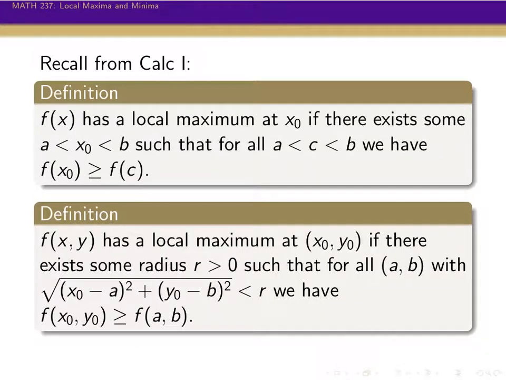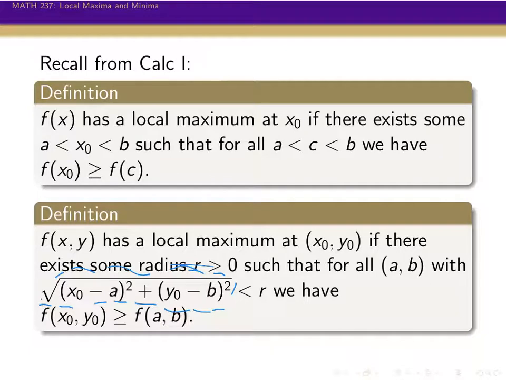For a two-variable function f, we'll say it has a local maximum at x naught, y naught if we can take some radius around that point, such that for any a comma b that's within that radius, and you see here we have the distance function measuring how far a b is from x naught, y naught, then the function value at x naught, y naught is at least as big as the function value at a b.